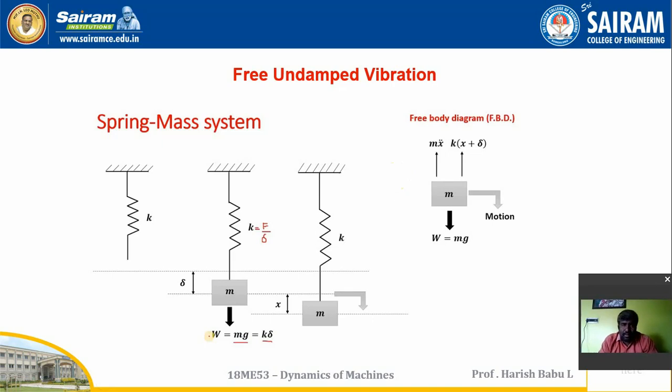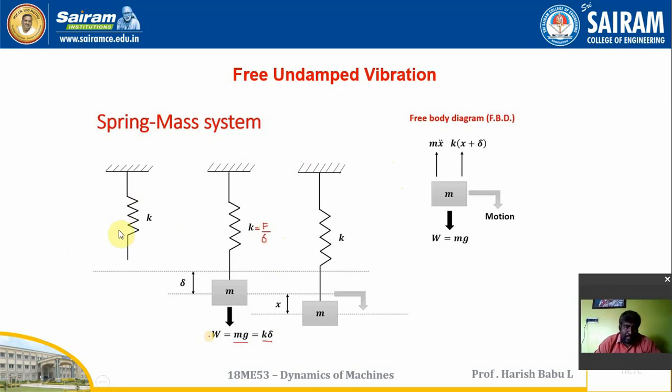So in this video, we're going to talk about free undamped vibration, that is the spring mass system. So how are you going to find the equation for this kind of system? Coming to the spring mass system, you can see over there, this is the spring mass system. There won't be any damper involved in this case.